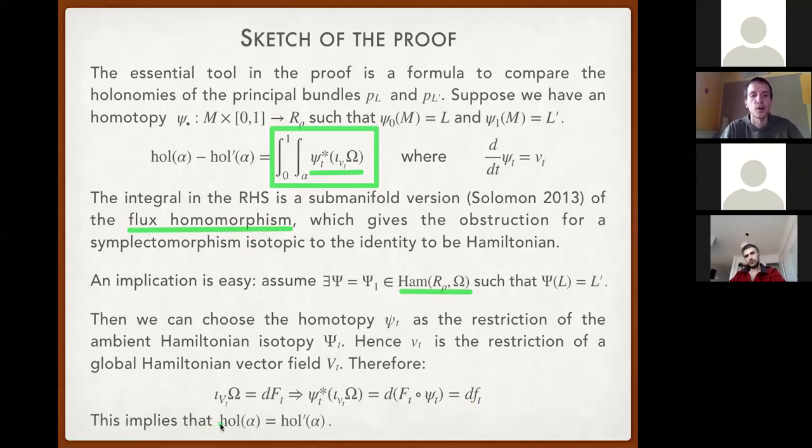And therefore, the holonomy is equal to the holonomy prime. The holonomy of PL is equal to the holonomy of PL prime. So if PL has trivial holonomy, also PL prime has trivial holonomy. Okay, and therefore we get a result.